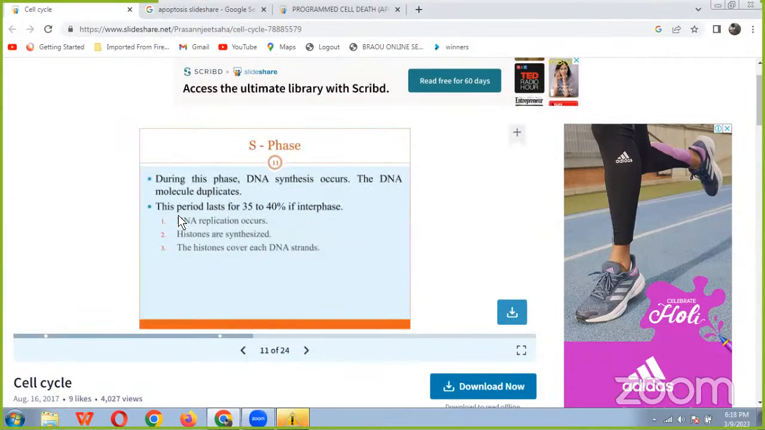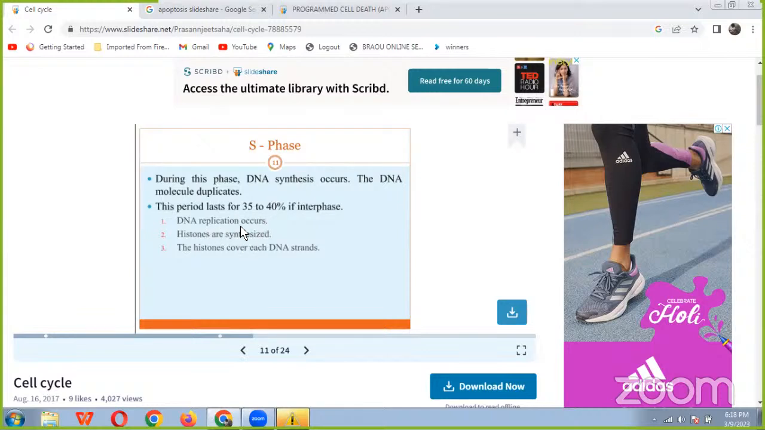Next one is the S phase. S means synthesis. During the S phase, DNA synthesis occurs and chromosome replication is initiated. The DNA molecules are duplicated. Synthesis means duplicate. This period lasts approximately 35 to 40% of interphase.